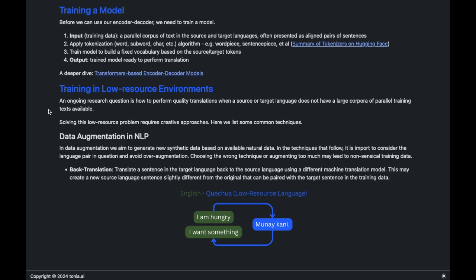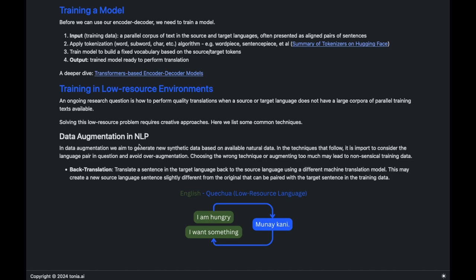This is an ongoing research question. How do we perform quality translation when one or both of the source and target languages do not have a large corpora of parallel training texts available for us to train our models? Solving this low resource problem requires some creative approaches. And here, I'm going to go through some common techniques that you'll find.